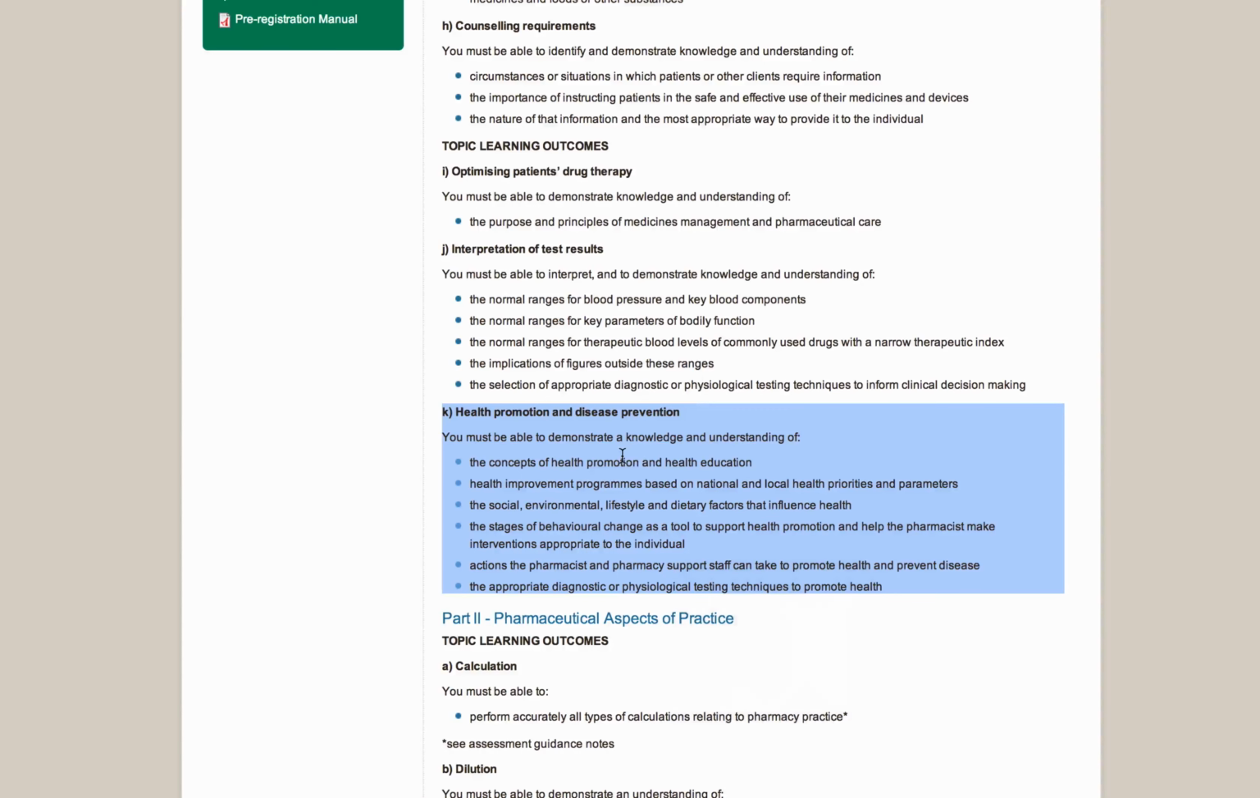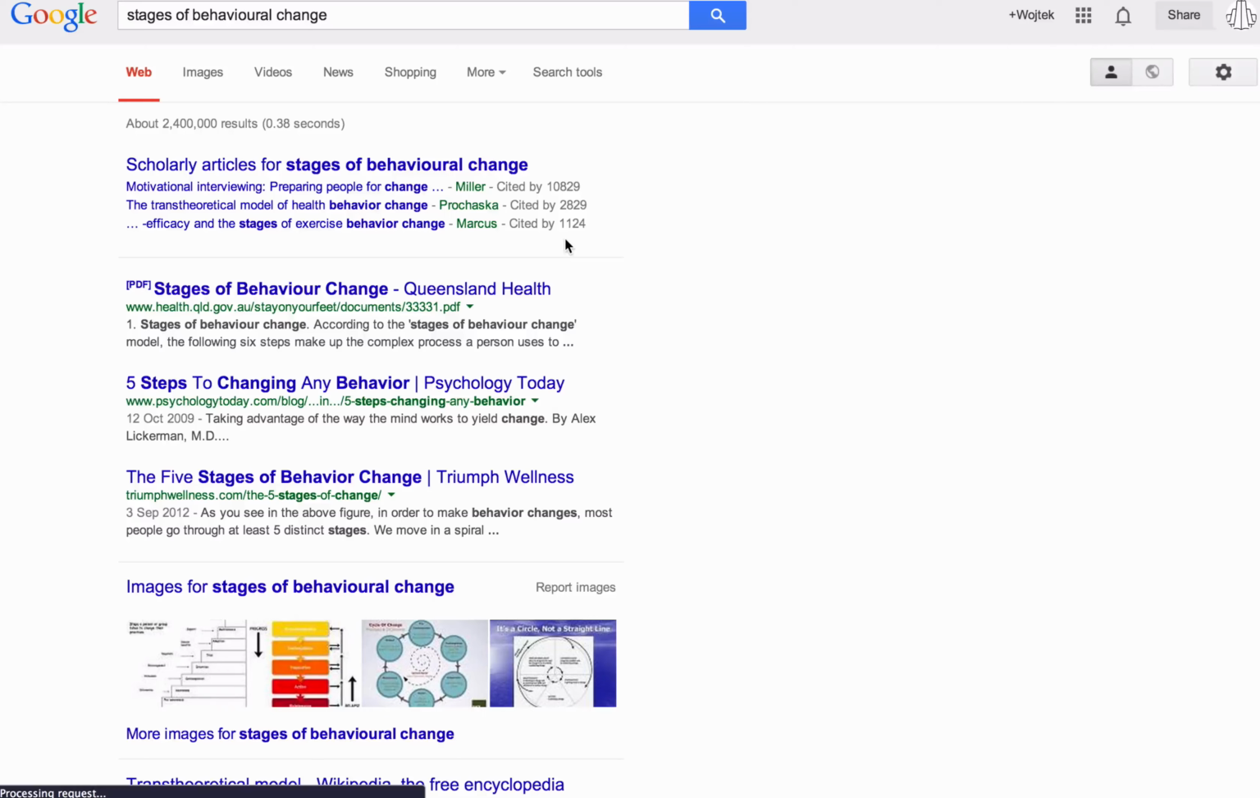So that's going to be some sort of psychological term, isn't it? Stages of behavioural change. That is not one of my strong points. I think we might just need to look it up and see.